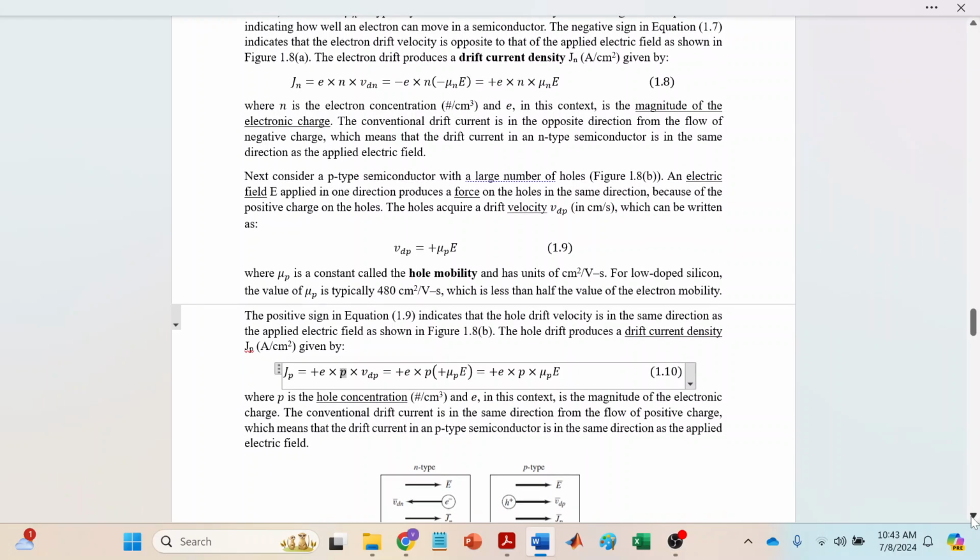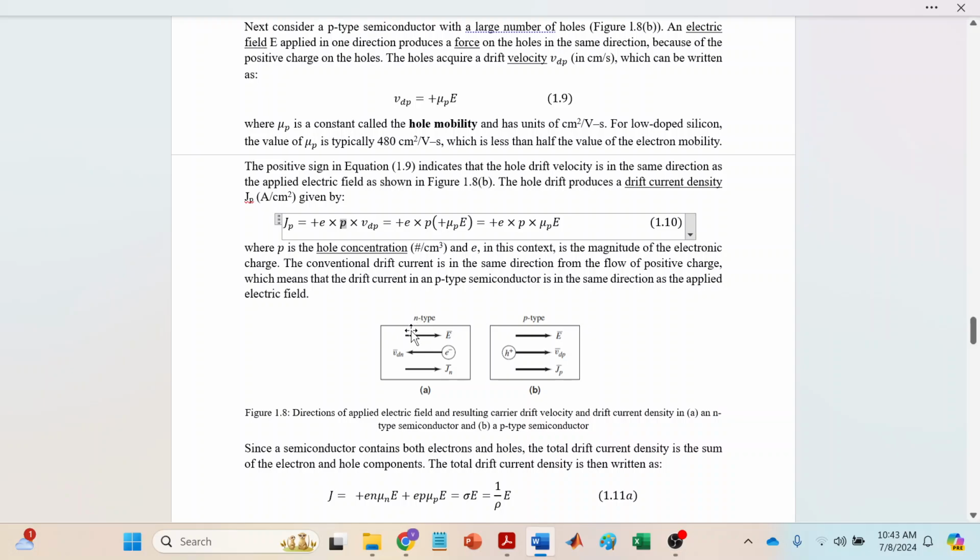So it's important to note that for an n-type semiconductor, if this is the direction of the electric field, the net drift velocity is in the opposite direction, and it's as a result of the electron which is negatively charged. Then the current density is in the same direction as the electric field.